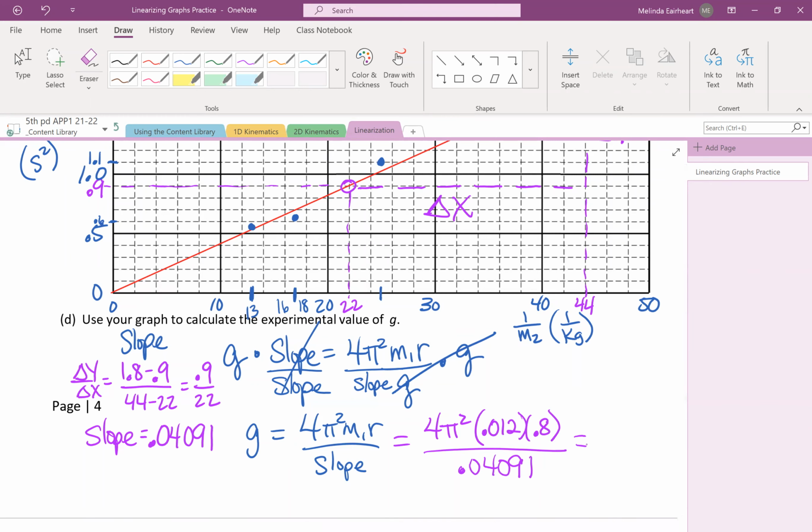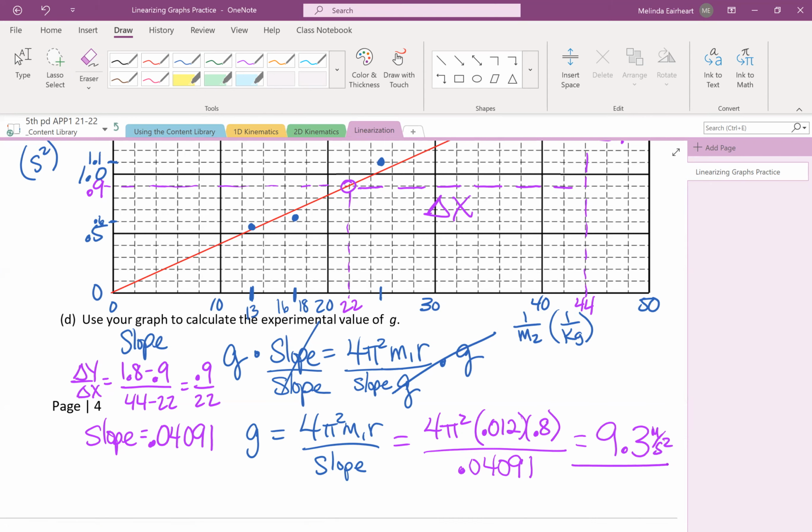I like 3 non-zero digits. That's my reasoning. And so 4, there's the pi button, squared, times 0.012 times 0.8 all over the slope. Again, we should have got close to 9.8.